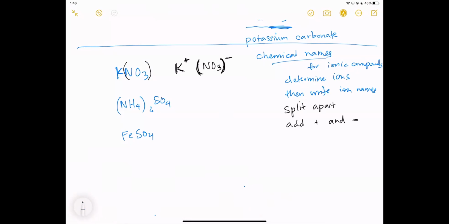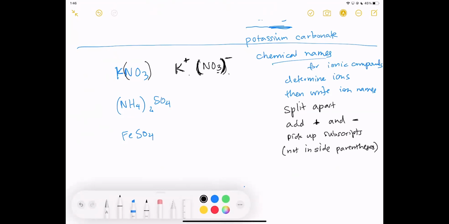Okay. And then once I split it apart and added the plus and a minus, I pick up any subscripts. I can't pick up any subscripts that are inside of the parentheses because you don't touch anything inside the parentheses. The subscript has to be outside of the parentheses, but anything inside the parentheses is a polyatomic ion and you don't get to touch any of those. So I don't have any subscripts to pick up. There are no numbers to pick up that are subscripts outside the parentheses.